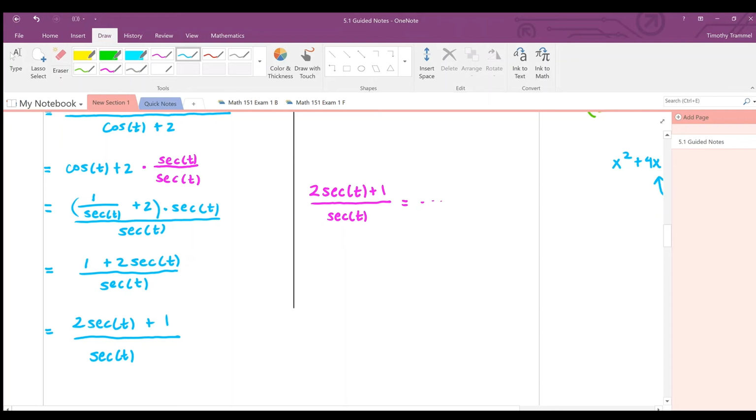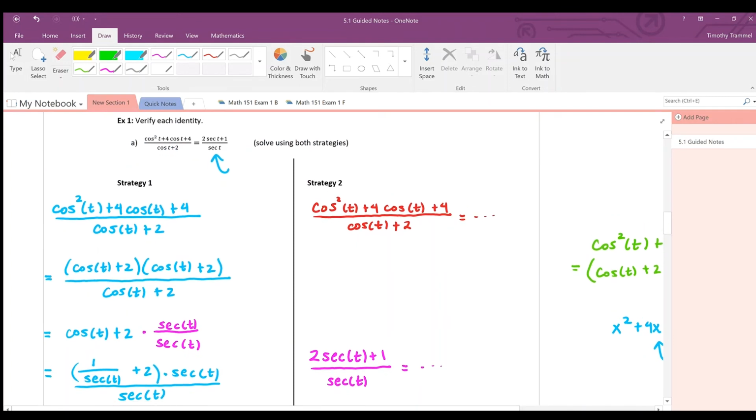All right, and if your mind's a little blown right now, that is okay. This is a very challenging example. We will get better at this. We're going to practice lots more of these. And we're about to see an easier way to approach this problem, strategy 2.